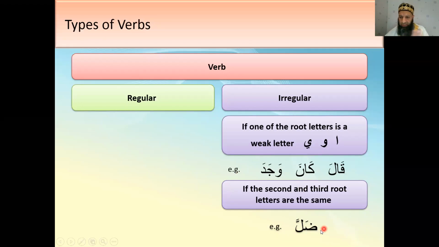Verbs still have a meaning. All that is normal. They still have a meaning, etc. But there's a problem that we're going to have to deal with. Everything else is a regular verb. So ja'ala, alima, kataba. There's no alif there. There's no waw there. There's no ya there. Happy so far?